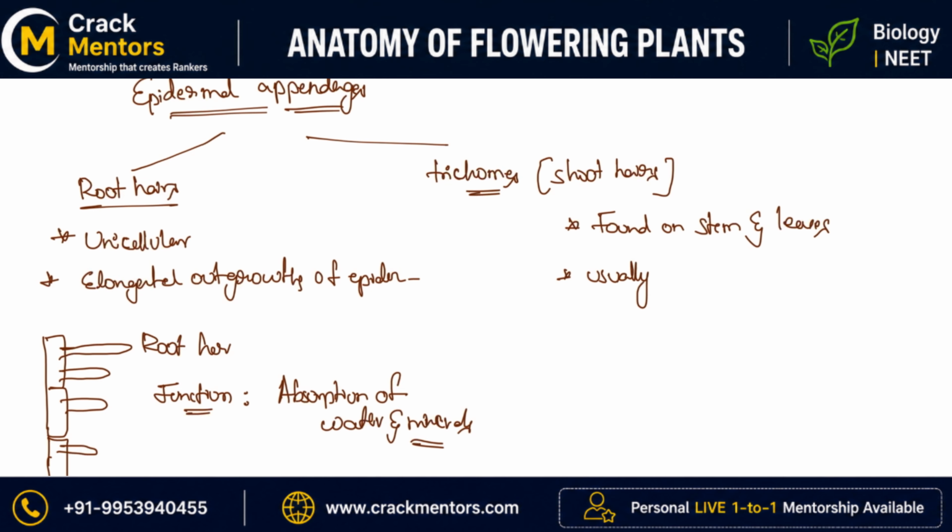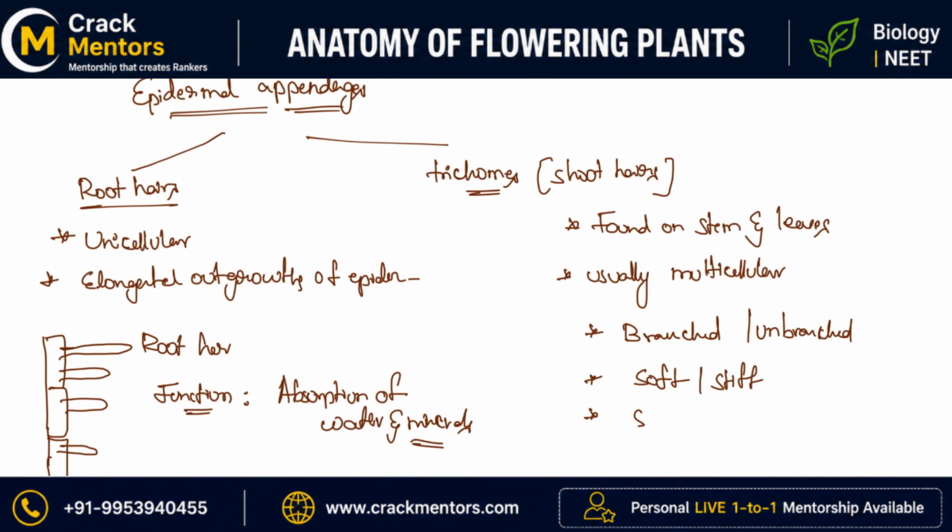Shoot hairs are usually multicellular. They may be branched or unbranched. Sometimes they may be soft, sometimes they may be stiff also, and they are secretory in nature. So some of the secretions of the plant are secreted through the shoot hairs.